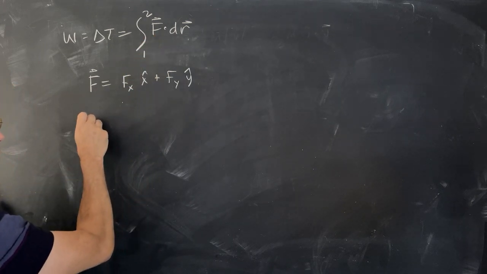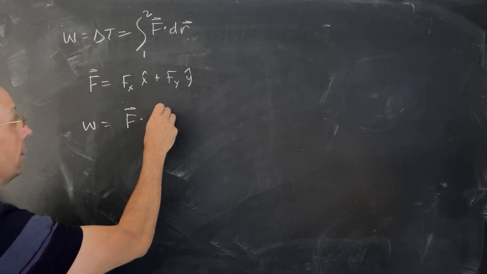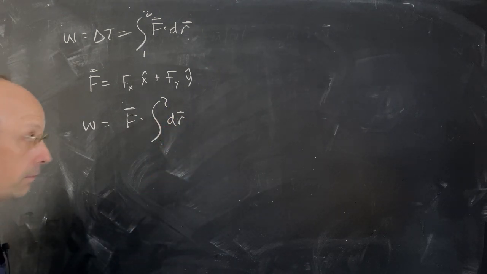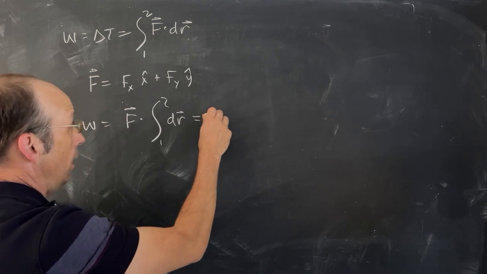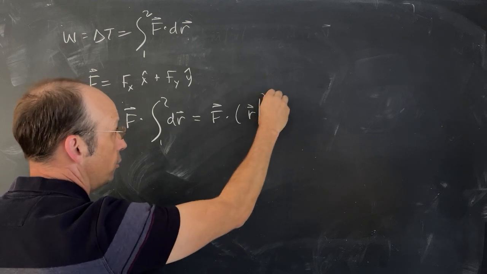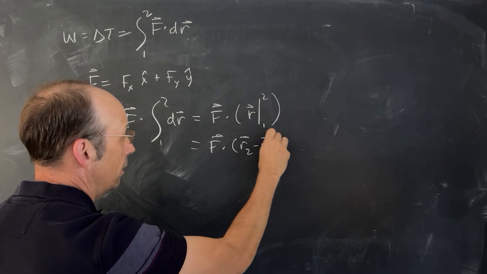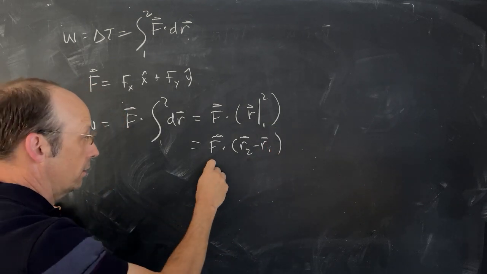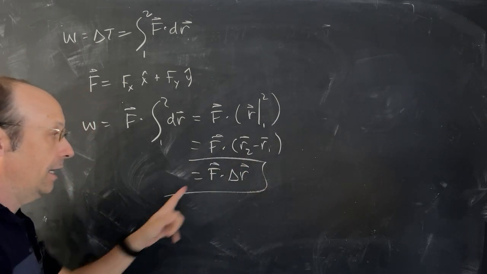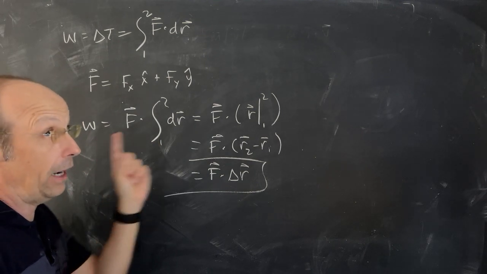It looks weird, but I can say work is going to be F dot the integral from 1 to 2 of dr. The integral of dr is just going to be F dot r evaluated from point 1 to 2. This is going to be F dot (r2 minus r1), but that is delta r. So this is a really useful thing, right? We can do this with non-constant paths, but right now we're dealing with a constant path.